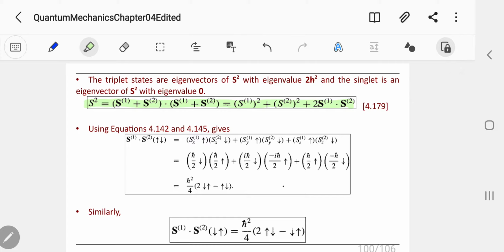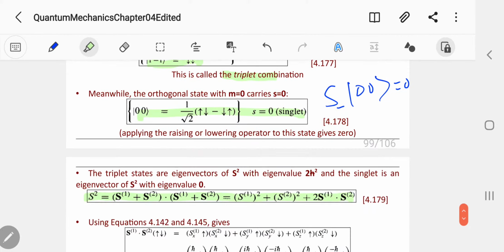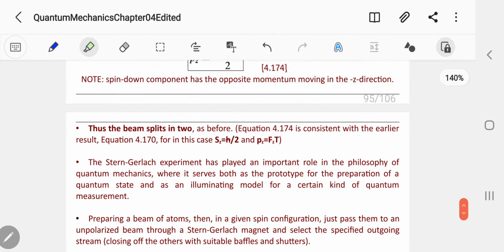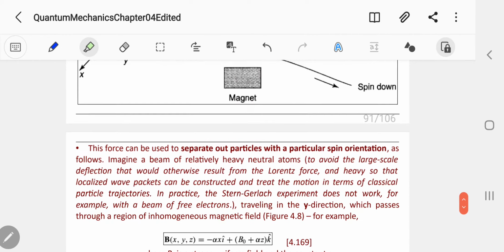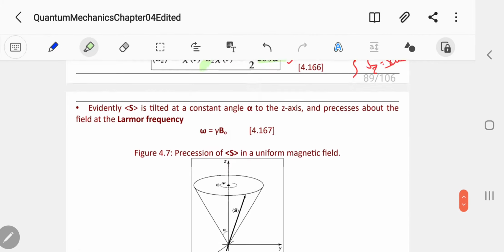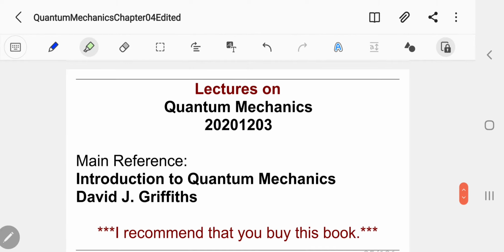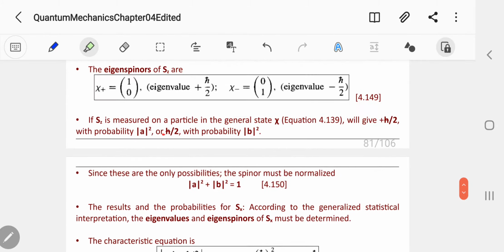And using 4.142 and 145, that's already in 142 and 145. That's in the previous lecture, but let's look at that anyway.